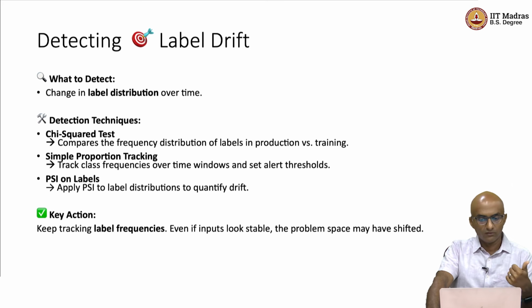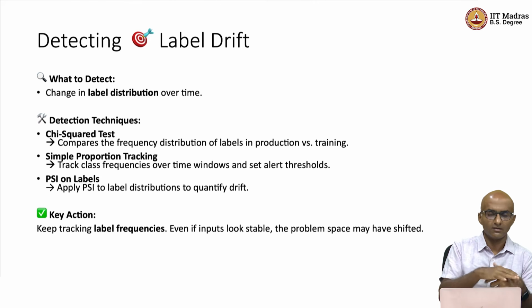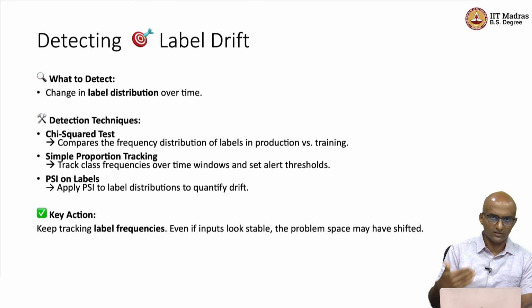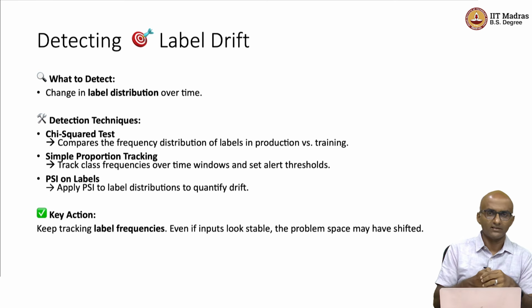Chi-square test. This allows you to look at the frequency distribution of labels, so that you're working with the same type of skew that's there in the fundamental classes that are being built up. Or you can look at a way to understand proportions, like class frequencies over a period of time, especially if it's a multi-class problem. So keep tracking label frequencies on a regular period of time. And if the inputs look stable and the outputs alone change because the nature of what's fraud, or the nature of what's a particular class, is changing, then you can take the appropriate action.